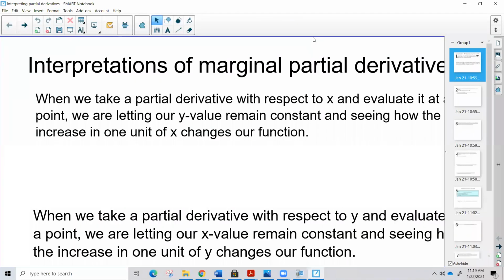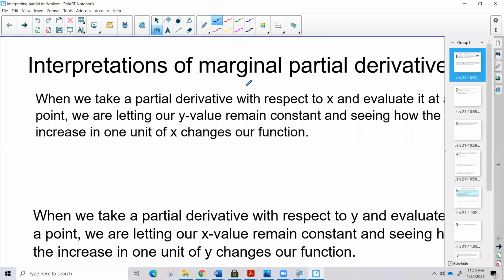Okay, in this video, we're going to look at partial derivatives and specifically interpreting what the partial derivatives mean. So we're going to do cost, revenue, and production formulas. And remember, when we take the first derivative, we're finding the marginal cost or marginal production or marginal revenue.